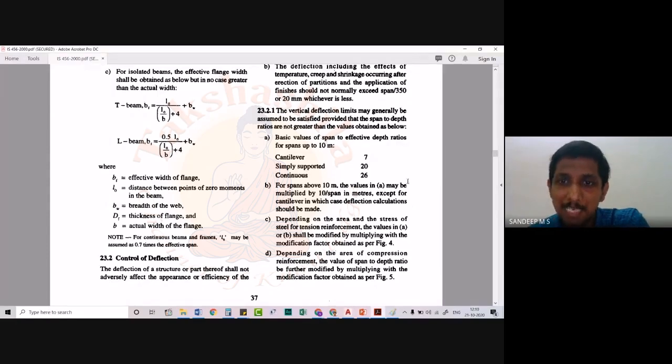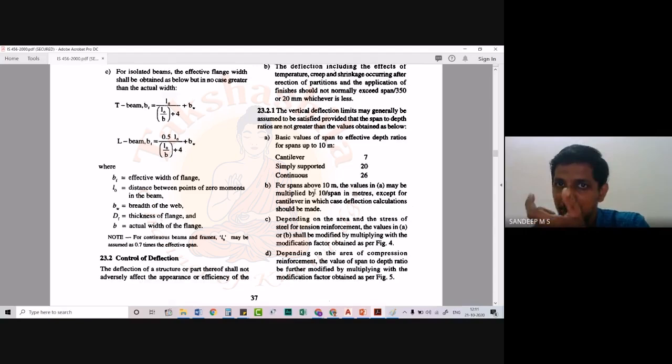If it is not a cantilever, we can adopt the second part. That is for span above 10 meter, the value in this clause, that is if it is a simply supported beam, L by D ratio is given as 20. So if suppose I am having a span of 11 meters, for span above 10 meter, the value in A may be multiplied by 10 divided by span in meters. So basically this 20 multiplied by 10 by your span, that is 11 meters, should be taken as the L by D ratio.